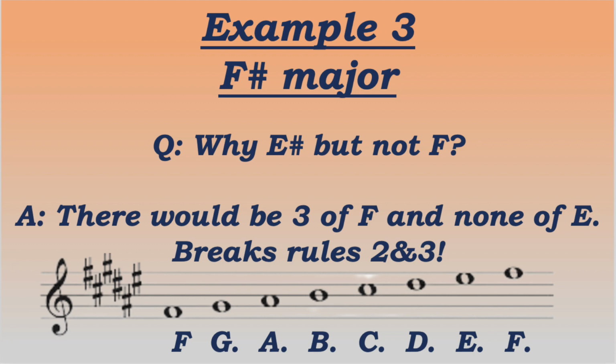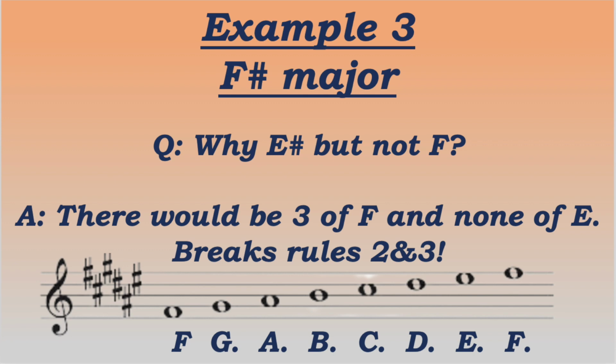Now you may be thinking, instead of E sharp, why not just put F? Well, if we did that, then we'd have 3 Fs. And we may only have 2 because the scale starts with F and ends with F. Therefore, this would break not only rule number 2, but also 3, because there's no longer an E.